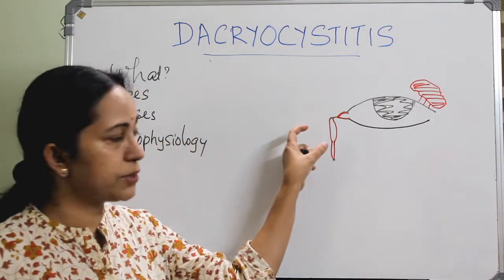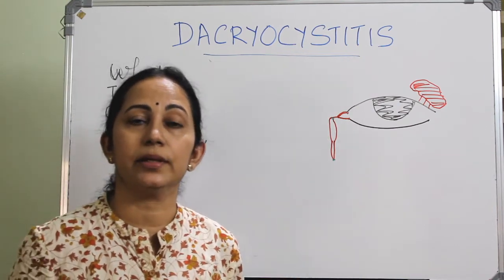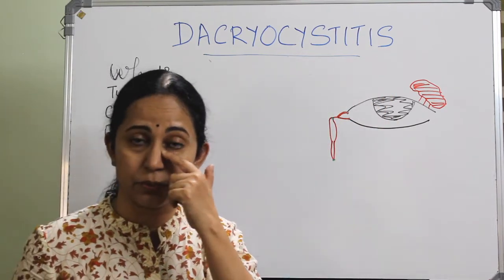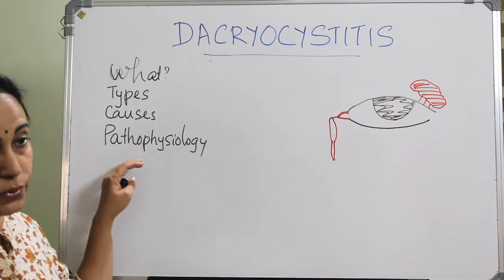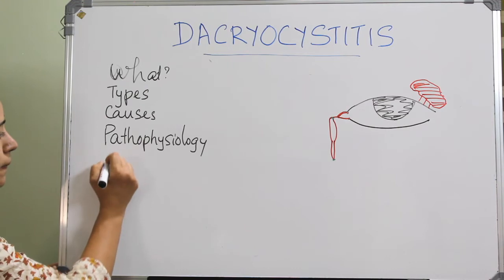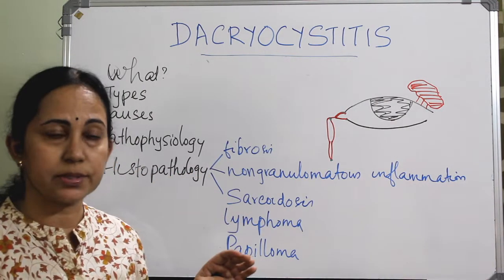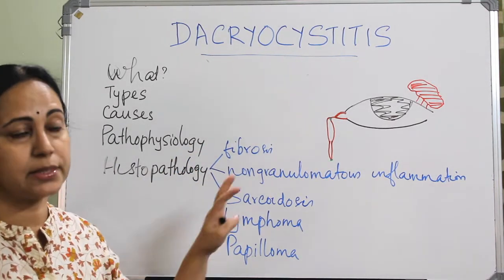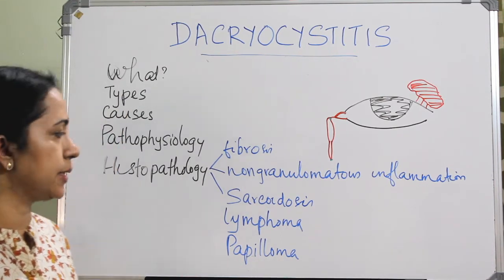This will cause inflammation of the lacrimal sac, and it will present as a swelling in the inferomedial aspect of the orbit, clinically presenting as a swelling. So that is the pathophysiology. And what will you see in histopathology? In histopathology, commonly in chronic dacryocystitis, there is fibrosis and non-granulomatous inflammation. That is the common histopathological finding in chronic dacryocystitis.